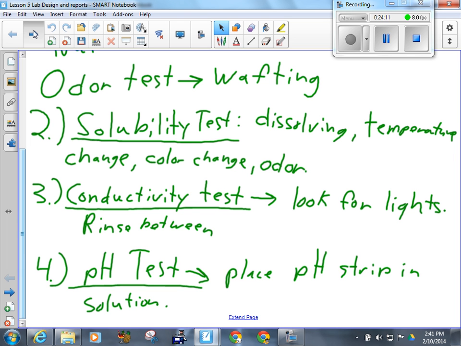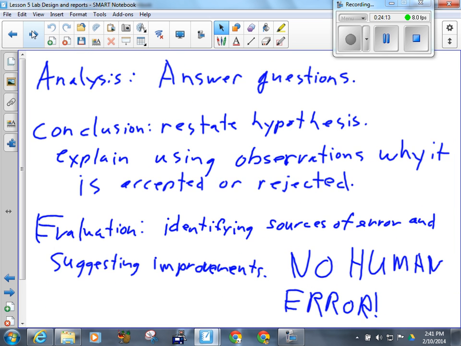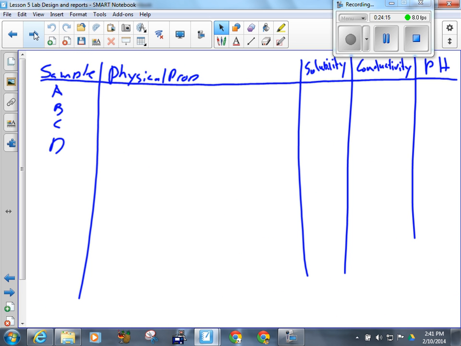I had a sample chart somewhere. So something maybe like this. Sample A, physical properties, solubility. Solubility is going to be like, dissolved easily, didn't dissolve. You can decide what you want to use as a qualifier on that. Conductivity is going to be a number between 1 and 10. pH is going to be a number between 1 and 14. So you don't need a lot of room for these columns, but you do need a lot of room for this one because it's the one where you're going to have the most to write.